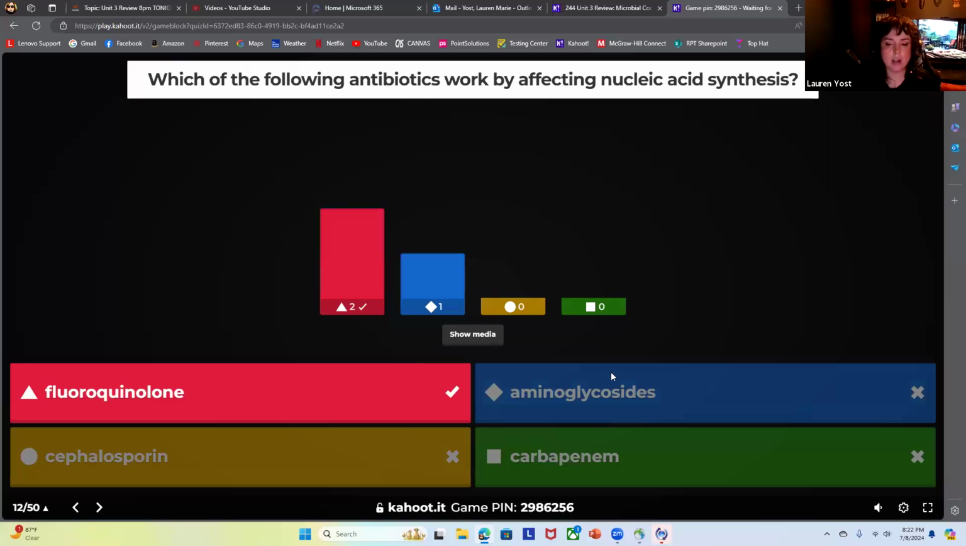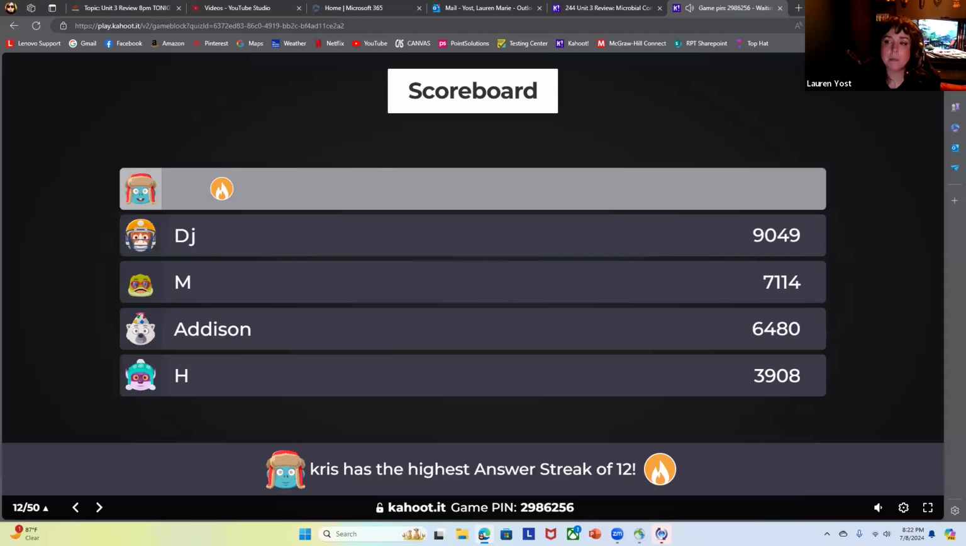Remember the aminoglycosides, I just mentioned those are going to affect the protein synthesis, and then cephalosporin and carbapenem both fall in the cell wall category. Carbapenem is a like last line of defense medication.